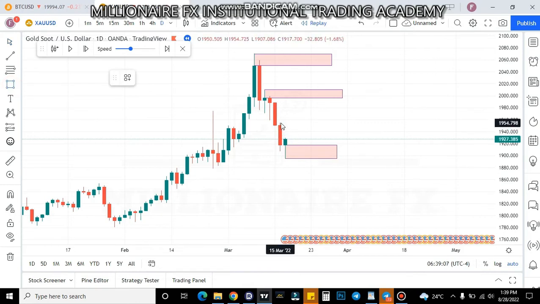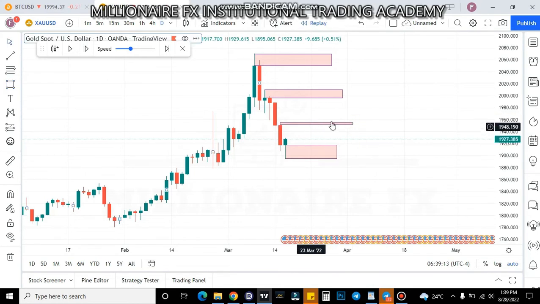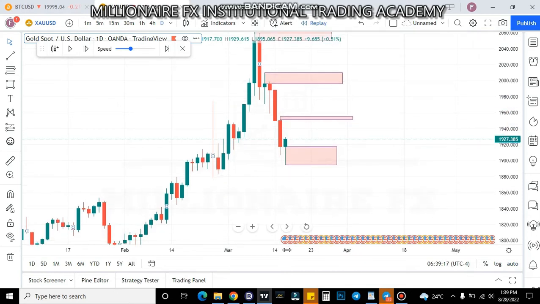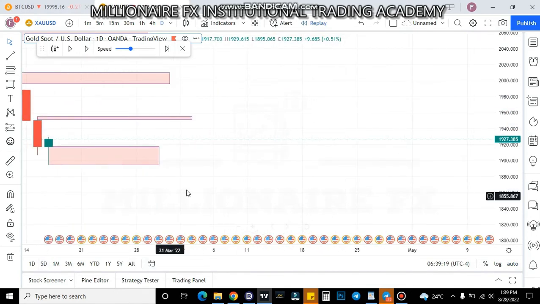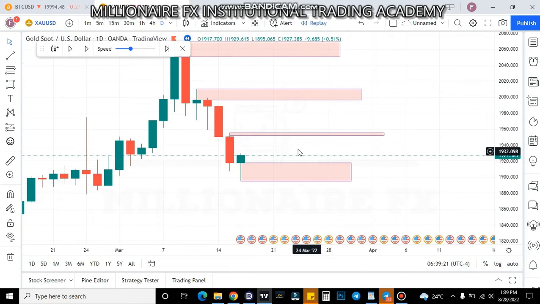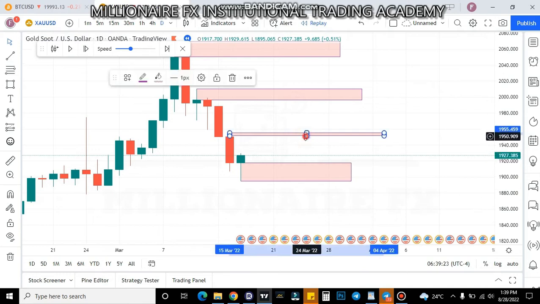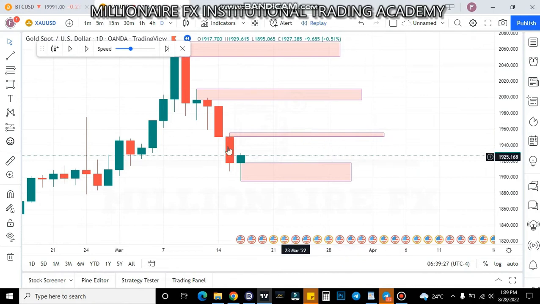Remember, this is a daily time frame. Just a minute, let me zoom in so that we can draw these things more accurately. Remember, on a daily time frame, it means it will take a day to make this move, and stuff like that.